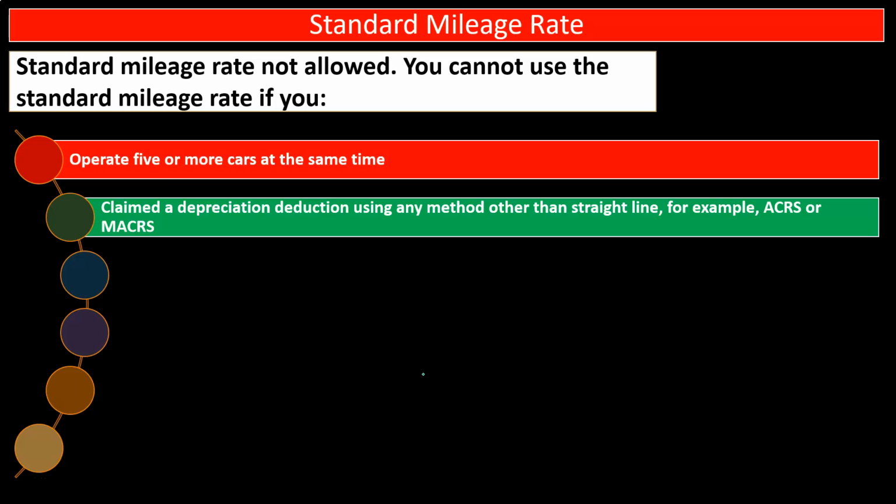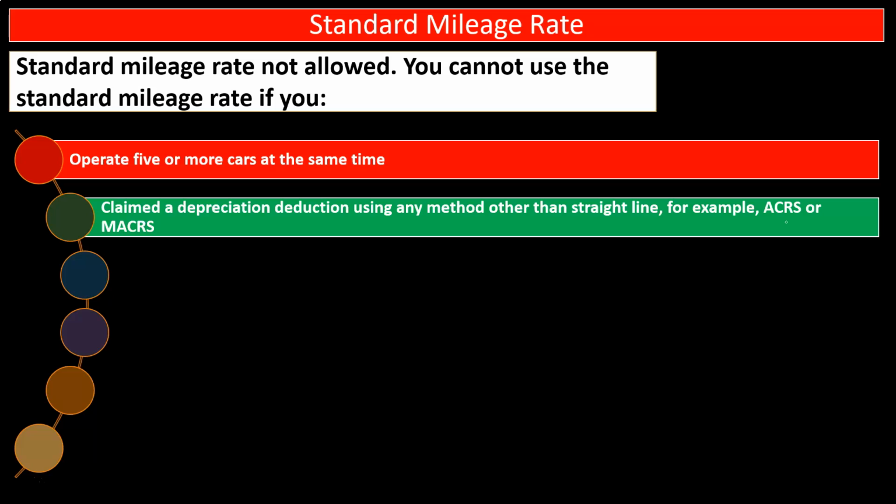Also not allowed if you claimed a depreciation deduction using any method other than straight line, for example, ACRS or MACRS. These are accelerated methods of depreciation. They're saying, well, you already took the advantage of the added depreciation in the first year. If they let you do that, people would take the depreciation in the first year, get a huge deduction for the depreciation, and then go to the standard mileage method after that and get a higher deduction than they normally would.